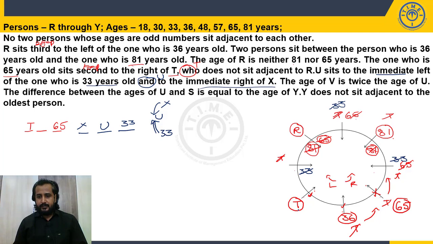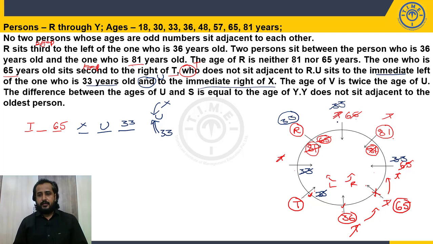Can I take 33 here? T's age is 33. If I take 33 here, immediate left will be U and immediate left of U will be X, but it is already R. So can I take that? No. 33 cannot be here. It is already 36, 65. It is not 33, it is already 81. So the only scope is that 33 is here.